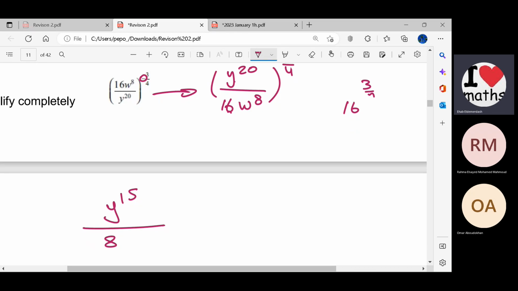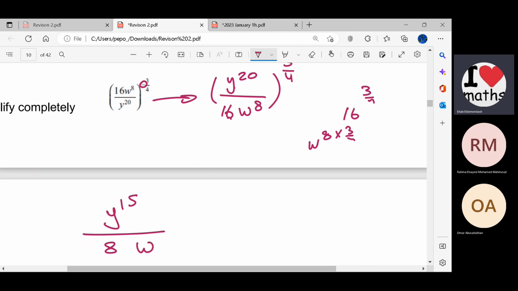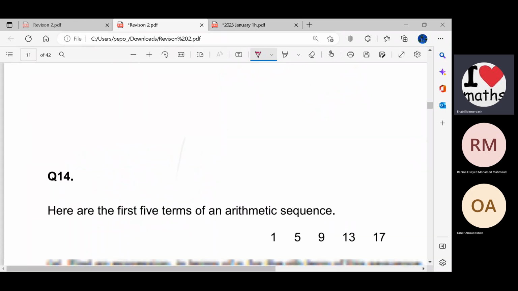Agreed? So it's 8. And w to the power 8, there is a power again. W power 8 multiplied by 3/4. If it's power and power, they will be multiplied together. And if it's a number, I have to do it by calculator. So it's 8y or w here, and the power comes out as power 6. So this is my answer.